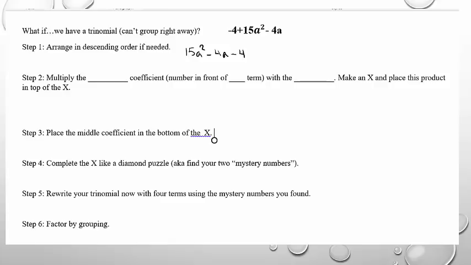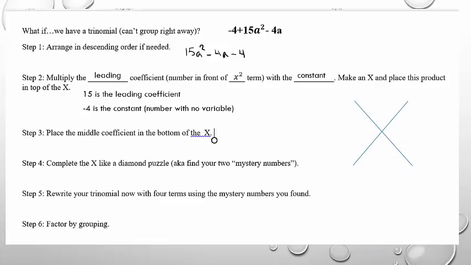So that's step 1, pretty easy. Step 2 is you're going to multiply the leading coefficient. And if you don't know what that is, that's the number in front of the x squared, or in this case, a squared term. So it's the coefficient of the highest exponent. So you're going to multiply your leading coefficient with your constant. We're then going to make an x, and we're going to place this product that we get in the top of it. So just so we're all on the same page, 15 would be our leading coefficient. Negative 4 is the constant, and a constant, just to remind you, is a number with no variable.